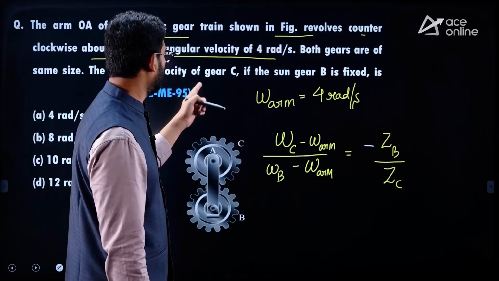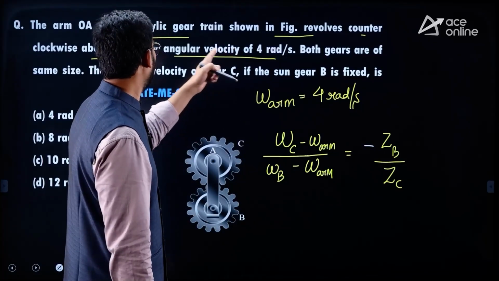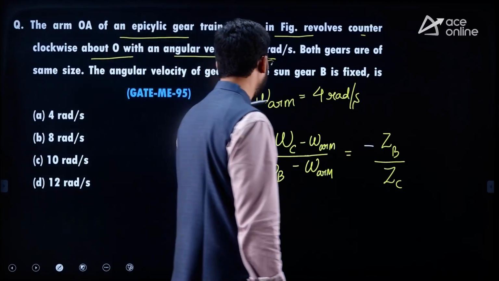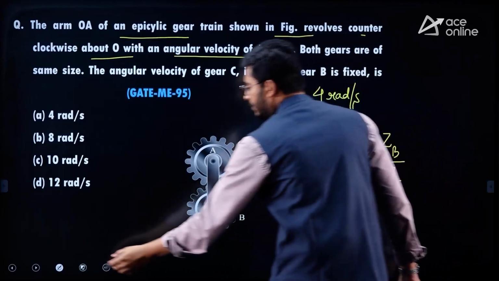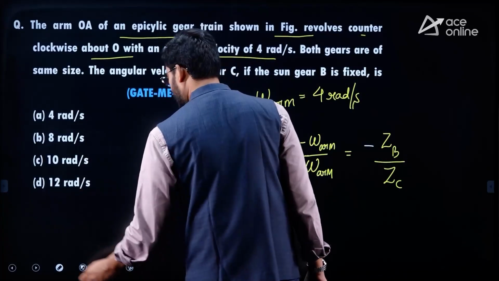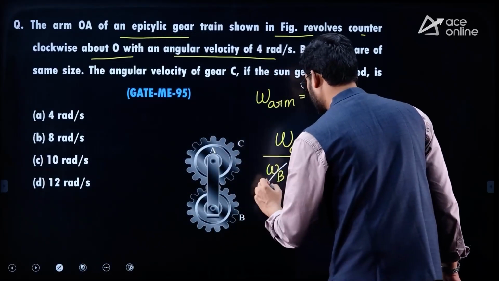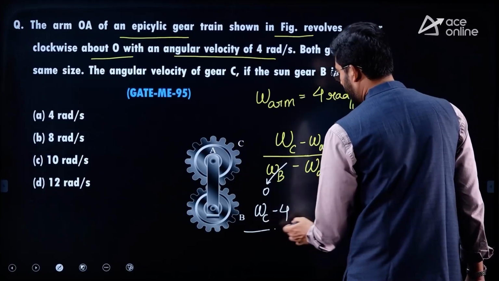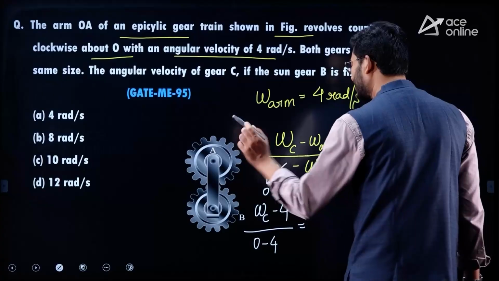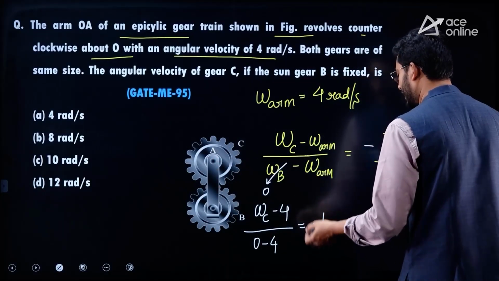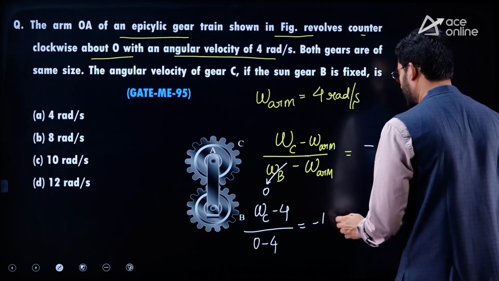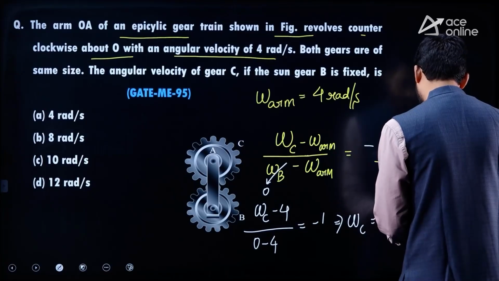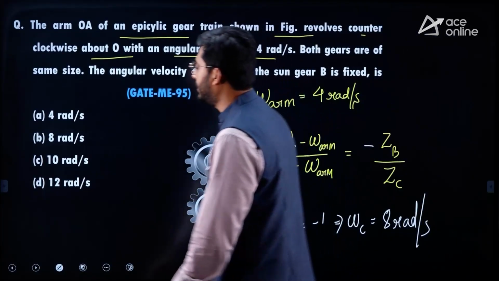So now that we know the velocity of which one? The angular velocity, both the gears are of same size, the angular velocity of C when the B is fixed. So this term, that is omega B, has to be 0. If this is 0, then omega C minus 4 by 0 minus 4, and both the gears are of same size, so this ratio would be minus 1. So minus 4 into minus 1, that is equal to positive 4. So omega C will be equal to 8 radians per second. Option B is the answer.